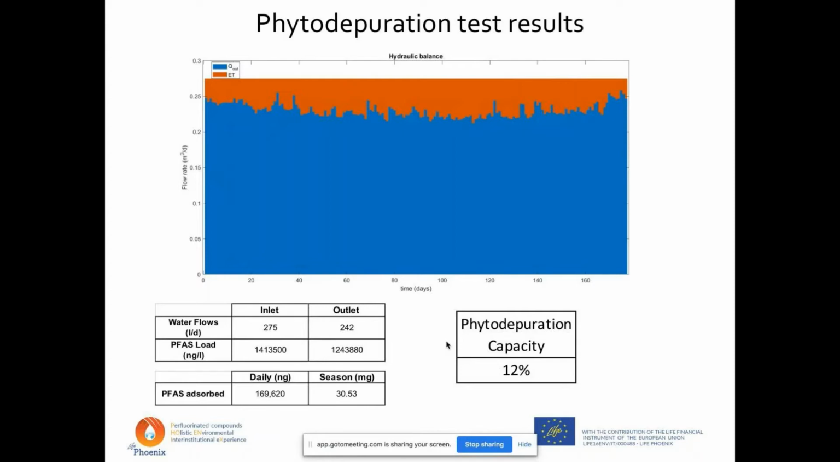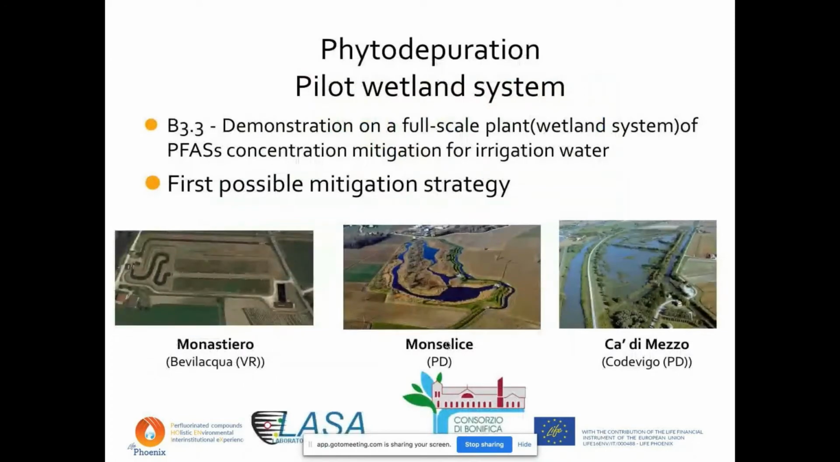It could obviously be a very, very tiny quantity compared to the chemical filtering for drinking water. But we have to notice that this is the first idea of a possible activity to mitigate the PFAS concentration in irrigation water. We have seen that the system works very well, so we tried to upscale our system to a real-size wetland area.